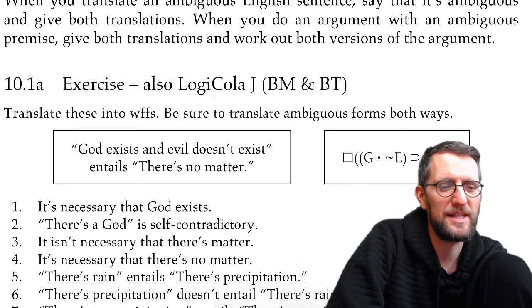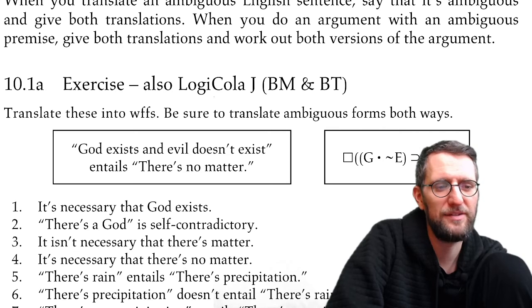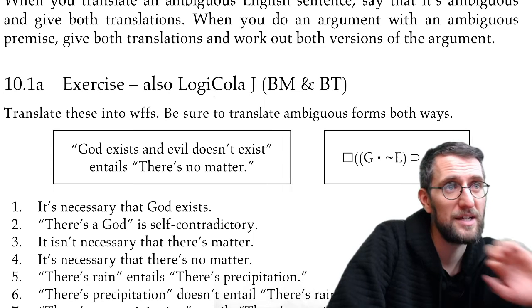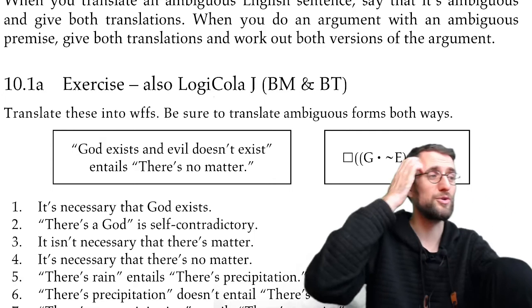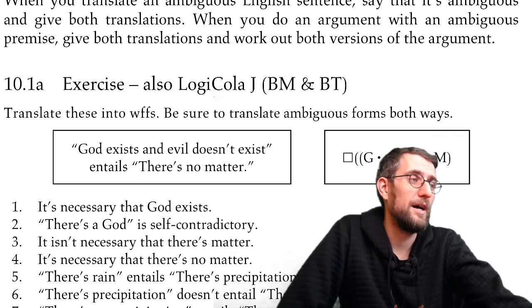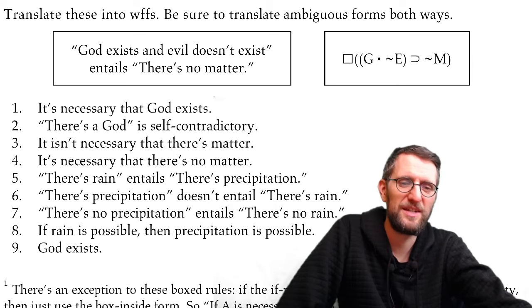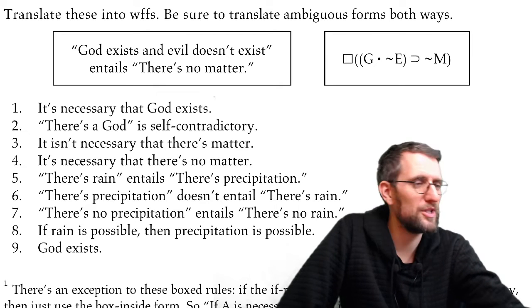So it is necessary that if God exists and there is no evil, then there is no matter. So it's not inherently that there is no matter. It's not an inherent fact. God could probably also create matter, but matter is evil, right? We know that. So let's do some translations here.